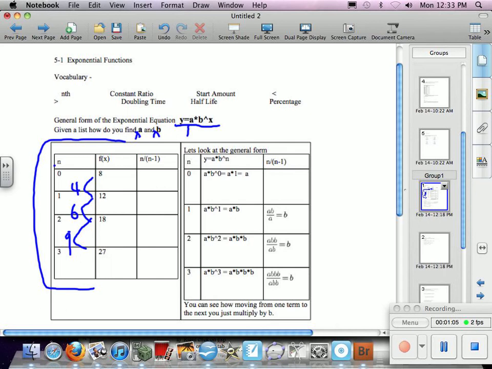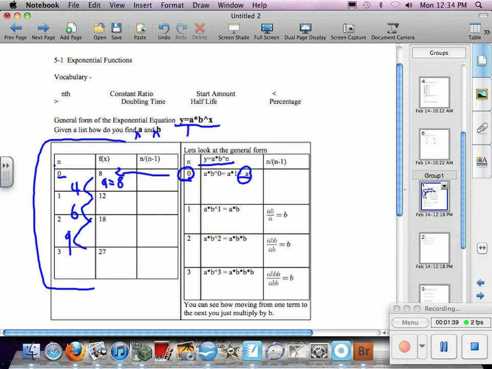So let's come over here. There's my general form, y equals a times b to the n. If I plug in 0, I get a times b to the 0 power, okay? Which is the same thing as a times 1, or a. So my 0th term is always going to be a. So let's go over to this one. My 0 term is 8. So I know that a equals 8, just because it's the 0 term. All right, let's move on down.